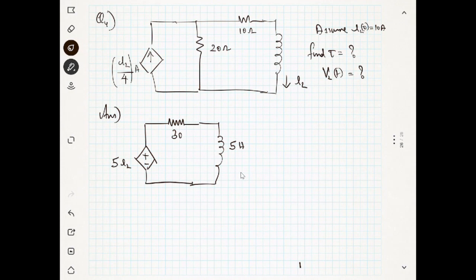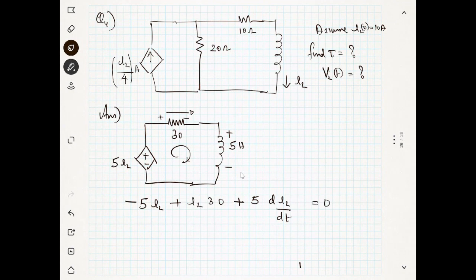We have to write the loop equation. So this is minus 5IL, right? This is the current. Then plus IL into 30. Then what is the voltage across the inductor? This is plus, this is minus. Plus L multiplied with di by dt. L is 5, so 5 into dIL by dt, and this should be equal to 0.